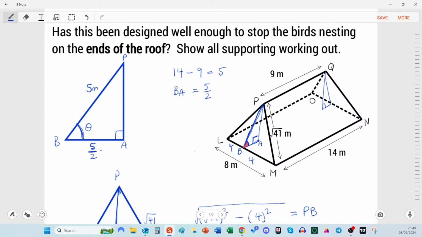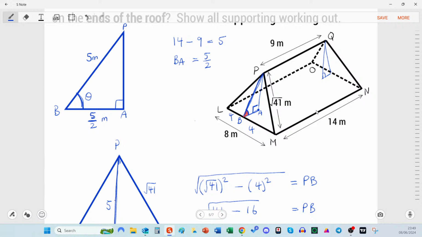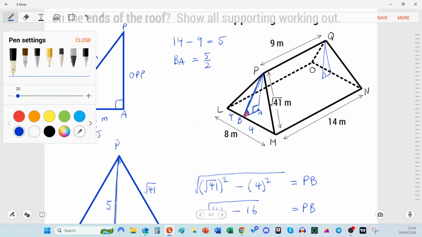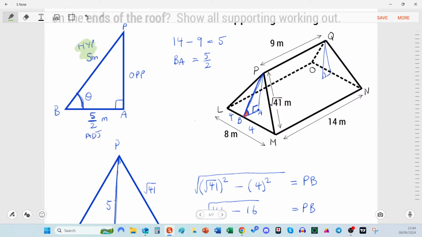And that's meters. And we have everything we need now. If this is the angle, this is the opposite, so that's not really going to be used. We've got the hypotenuse, we've got the adjacent. And where hypotenuse and adjacent are given, then we're going to be using cosine.